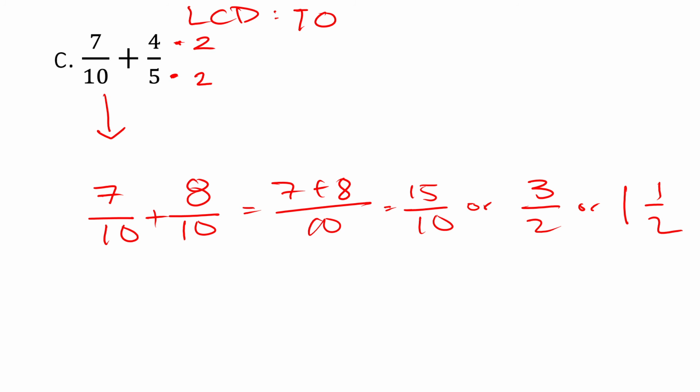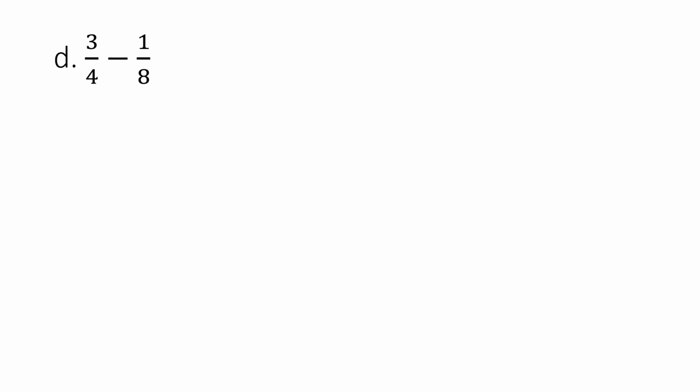Anyway, let's move on to the last part, D. 3 over 4 minus 1 over 8. So your LCD should have been what? It's going to be 8. So here, for 3 over 4, the number we need to multiply to 4 should be 2. Again, your goal is to have both denominators be 8. Since we're multiplying the denominator by 2, we also need to multiply 3 with 2.